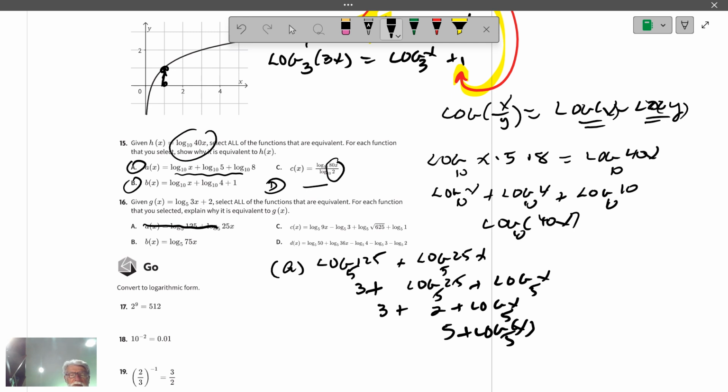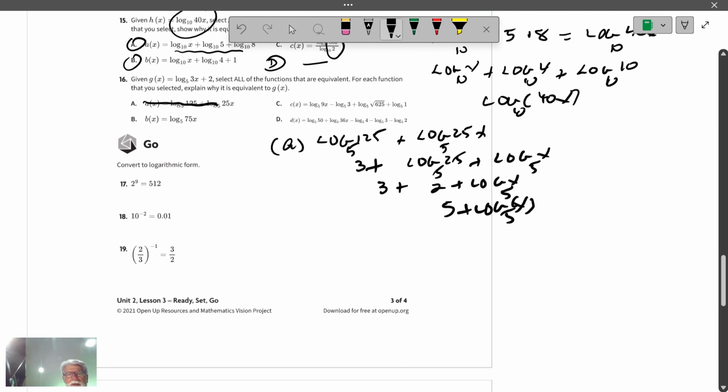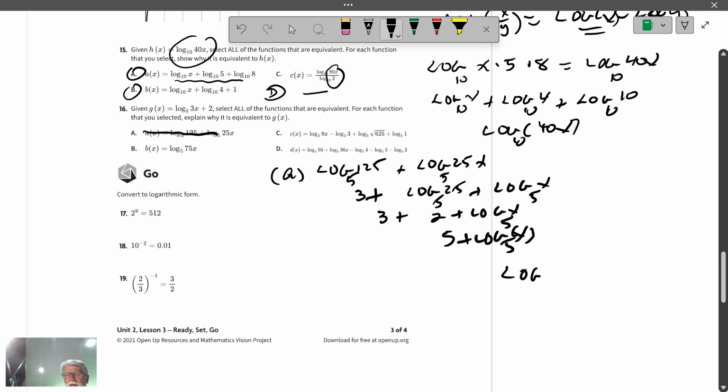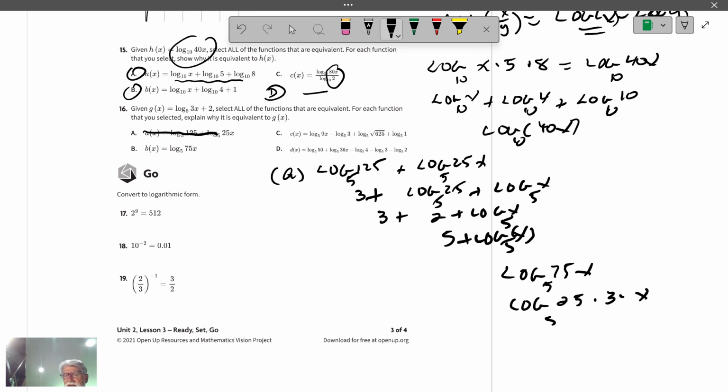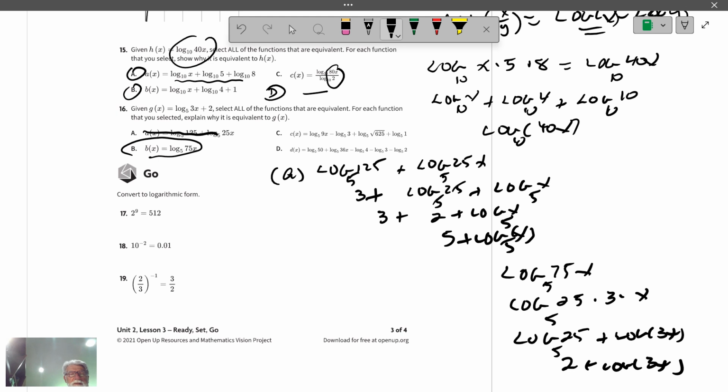B, I think it's going to work. Squeeze it in over here. The log of 75x in base 5 becomes the log of 25 times 3 times x in base 5, which is the log of 25 in base 5 plus the log of 3x. And the log of 25 in base 5 is 2. So yes, this guy here is equivalent to that one right up there.